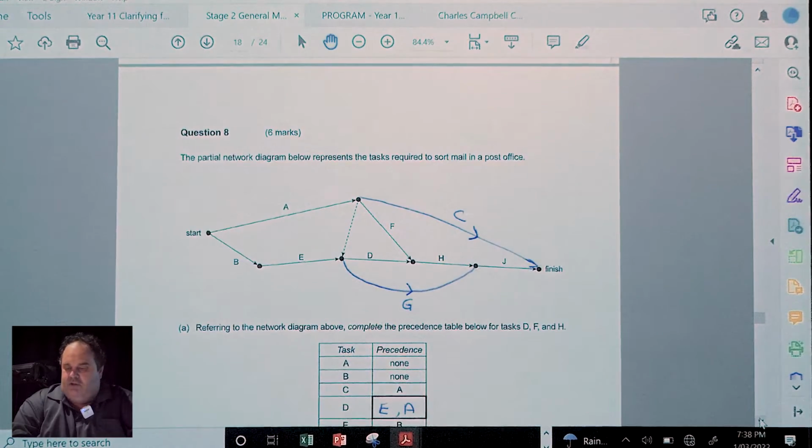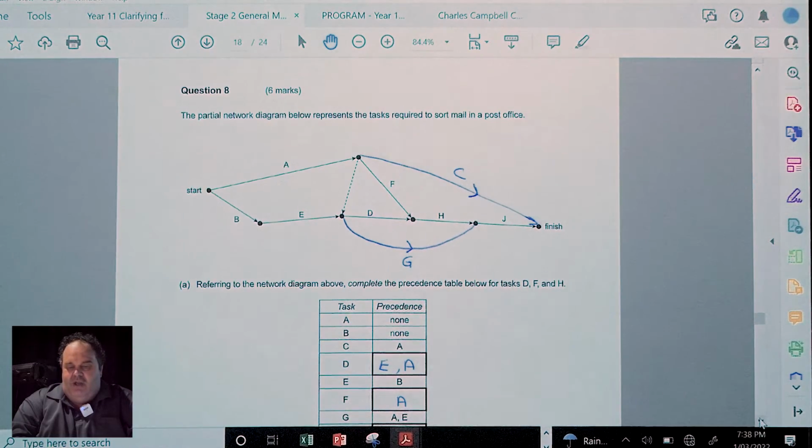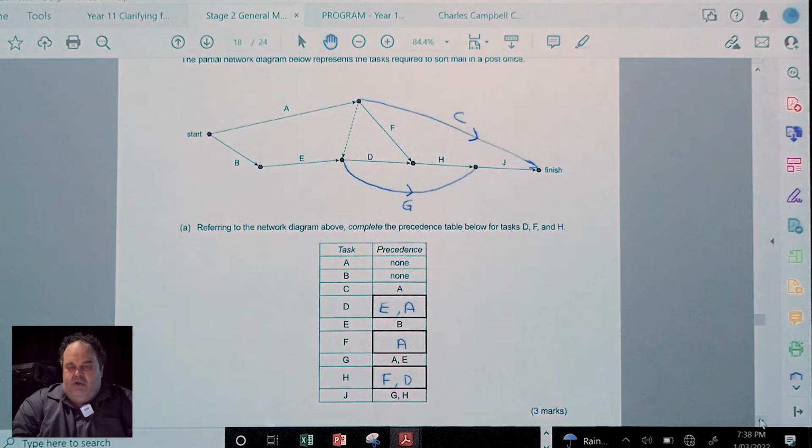Question 8's a nice little critical path analysis question. With this one, it was just a case of filling in the table. So we can see task D, using the dummy link again, means that we want tasks A and E. I wrote them E and A. Task F only wanted A, and H has F and D.